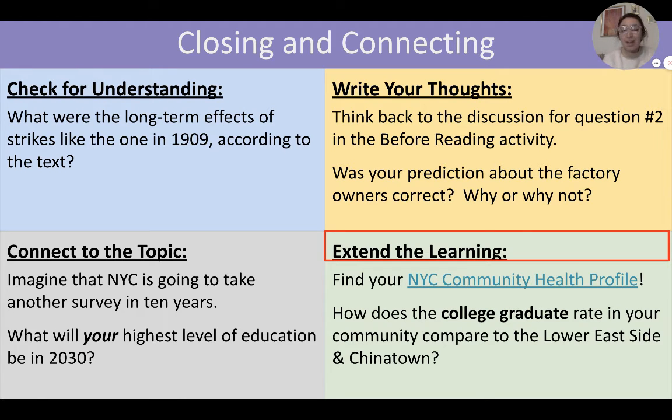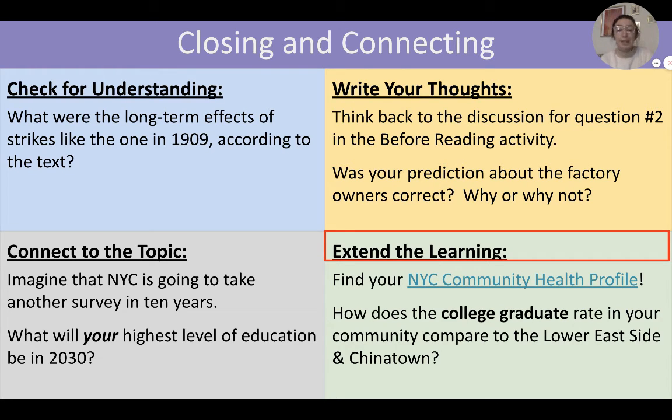All right. So to finish off our lesson today, your teacher may ask you to answer any one of these in the blue, yellow, or gray boxes, but together we're going to look at what's here in the green box. So extend the learning. So we're going to go back to the New York City Community Health Profile for where our school is located. And then we're going to look at how does the college graduate rate in our community, so our school community, compare to the Lower East Side and Chinatown.